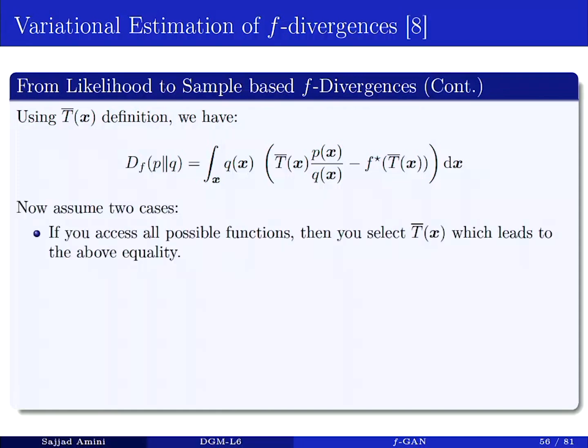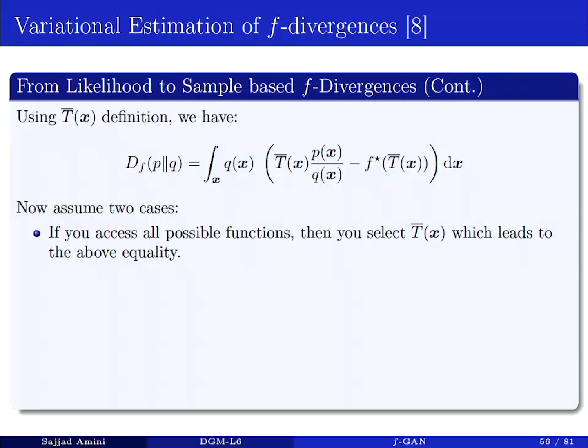Now assume two cases. I know that t bar should have complete freedom. Why? Because every x has a corresponding t, and this t bar should provide exactly that t. So it cannot be a limited function, for example a neural network. A neural network has limited freedom. It should be completely free: any x has a corresponding t, and this function can provide that t.